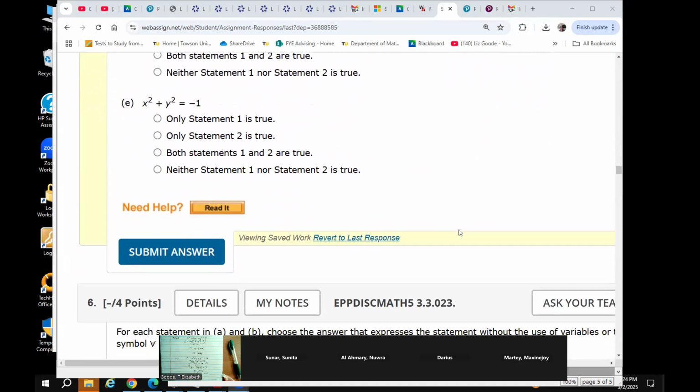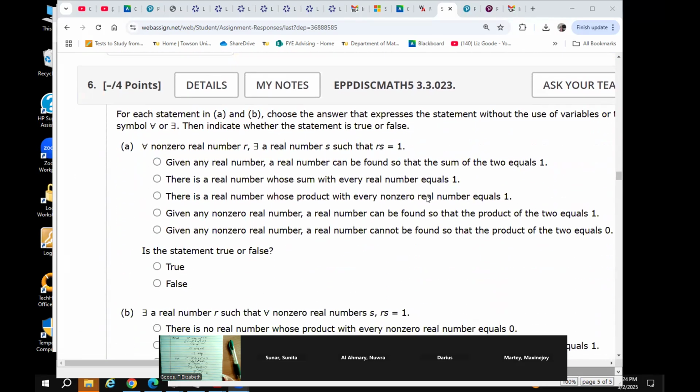Quick question, Darius. Does that mean that this part will not be on the test? I'm not going to ask one where you have to factor a quadratic. Okay. Yeah, don't lose sleep over that.